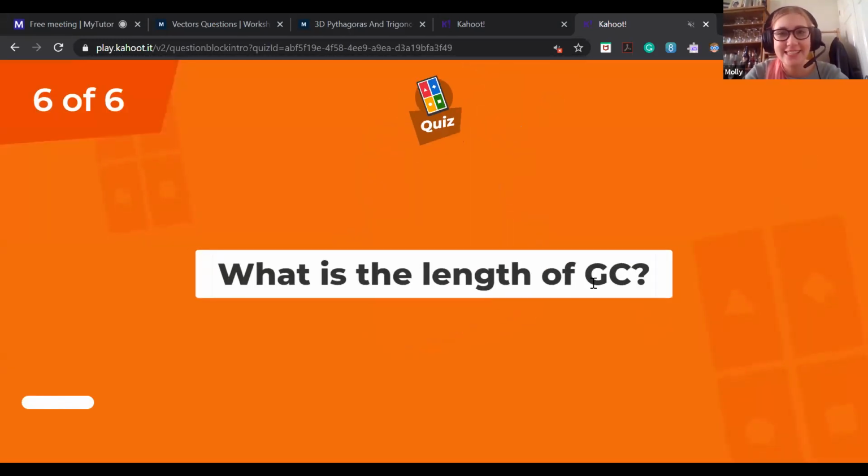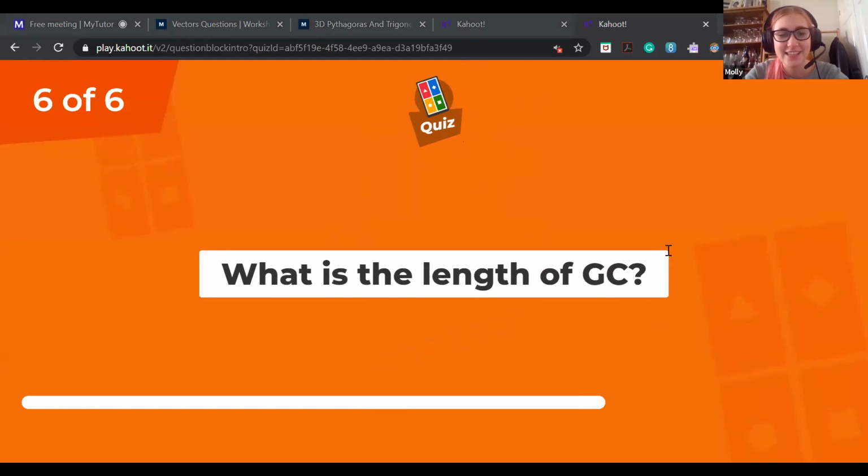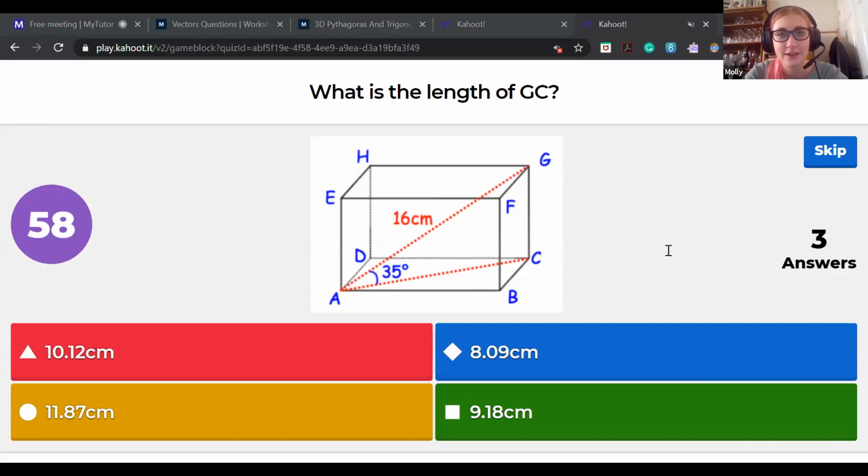Okay, last question. Another 3D trick one. Okay, bit harder. But yeah, give this one a go.